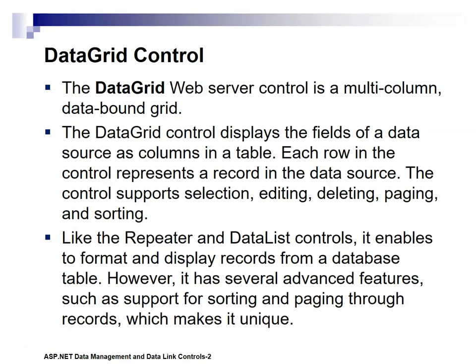Each row in the control represents a record in the data source. The control supports selection, editing, deleting, paging, and sorting. Like the repeater and data list controls, it enables you to format and display records from a database table. However, it has several advanced features, such as support for sorting and paging through records, which makes it unique.